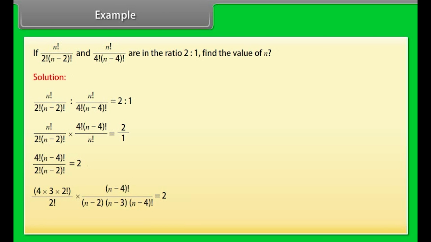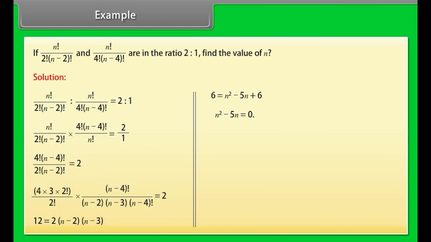4 into 3 into 2 factorial by 2 factorial, multiplied by (n minus 4) factorial, by (n minus 2) into (n minus 3) into (n minus 4) factorial is equal to 2. 12 is equal to 2 into (n minus 2) into (n minus 3).